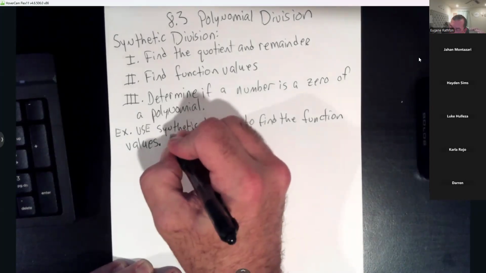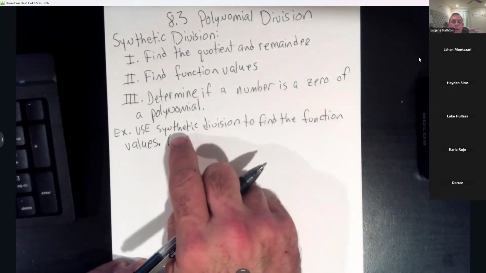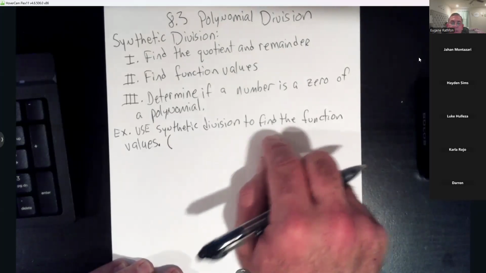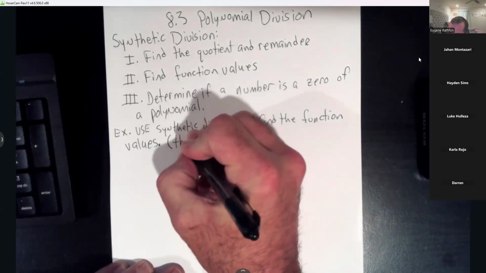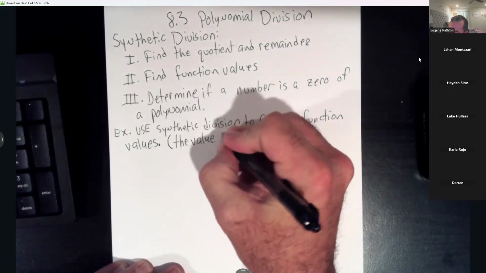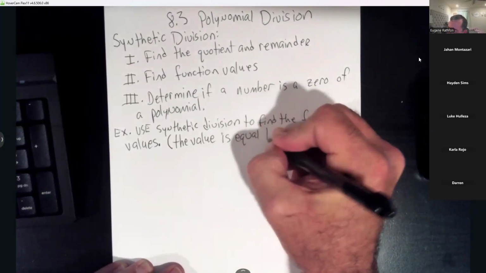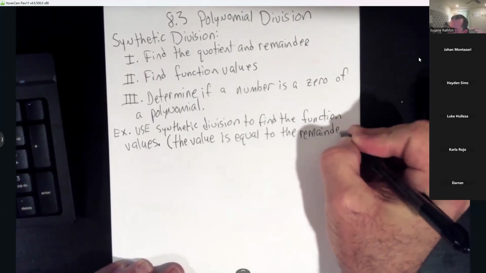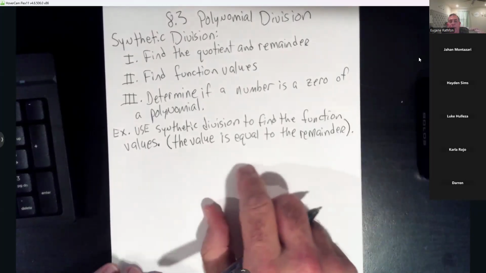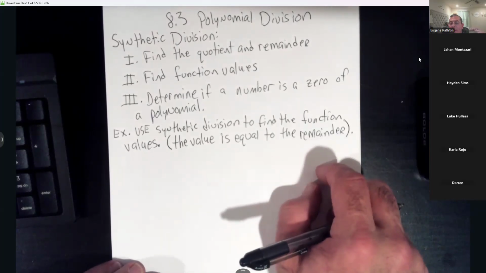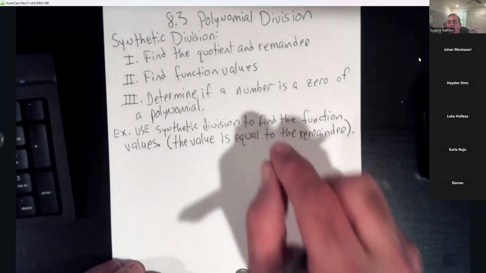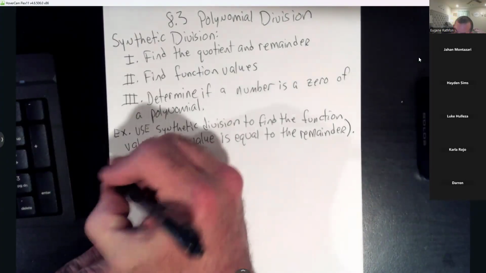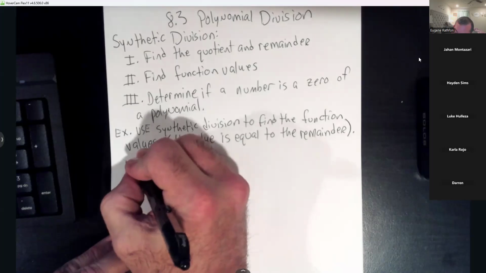Alrighty, now, here's what is going to make this problem. When I use synthetic division, the function value is equal to the remainder. Okay, so when I'm done with my synthetic division, whatever remainder I get, that'll be what my function values are equal to, okay?